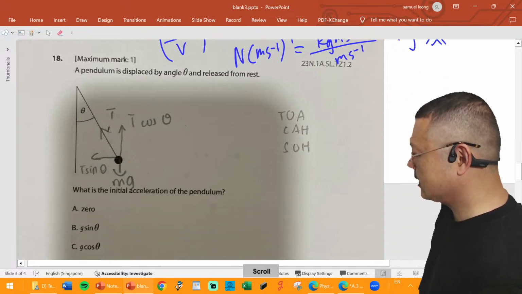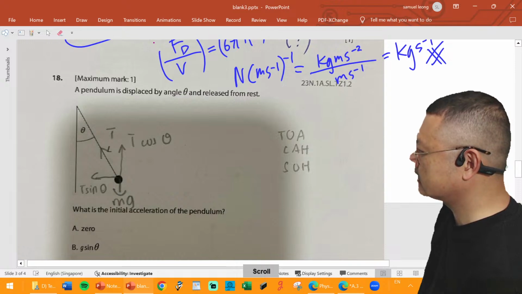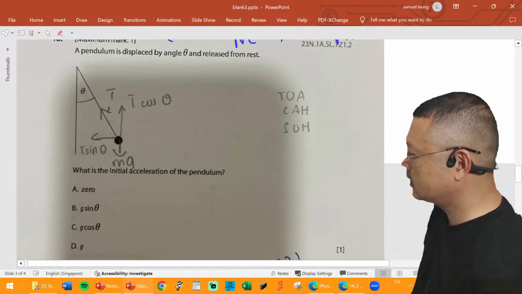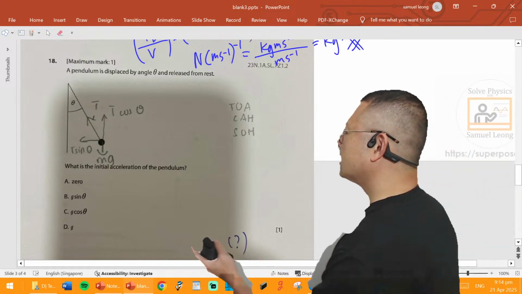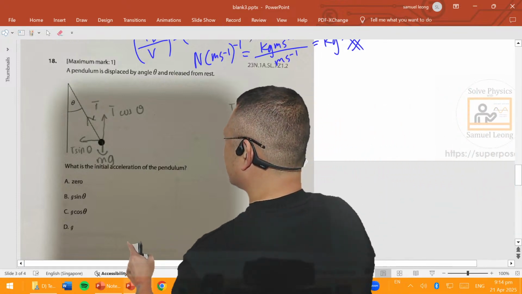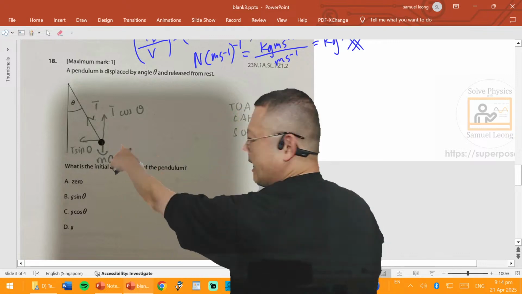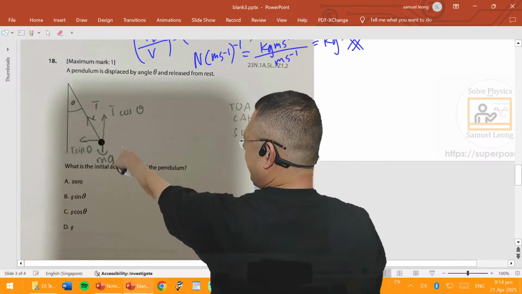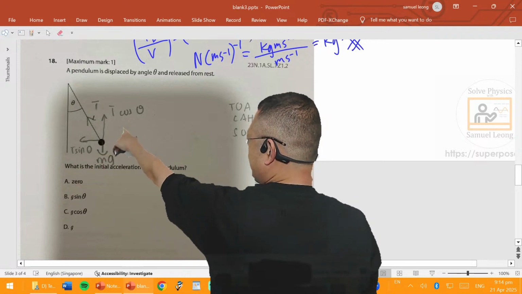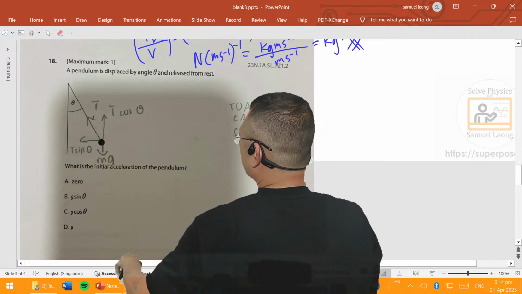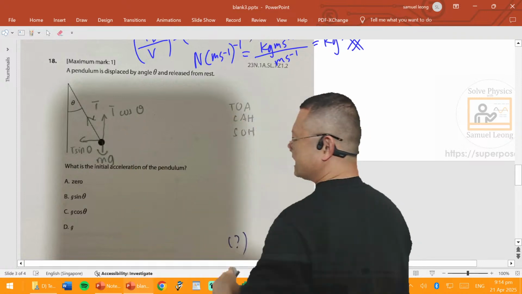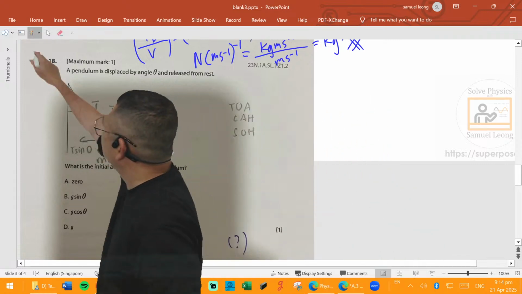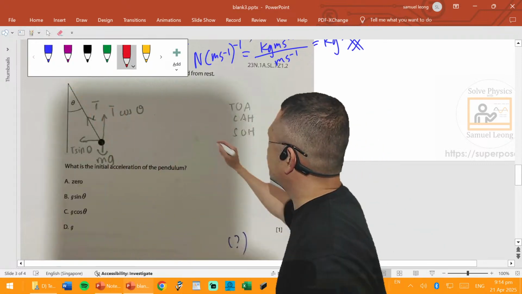Okay, this one. What's the initial acceleration of the pendulum? Very, very close. This is correct. Look at it. T cosine theta, mg, T sine theta, right? T cosine theta should balance mg. T sine theta is your resultant force. Almost there, just missing one more step.